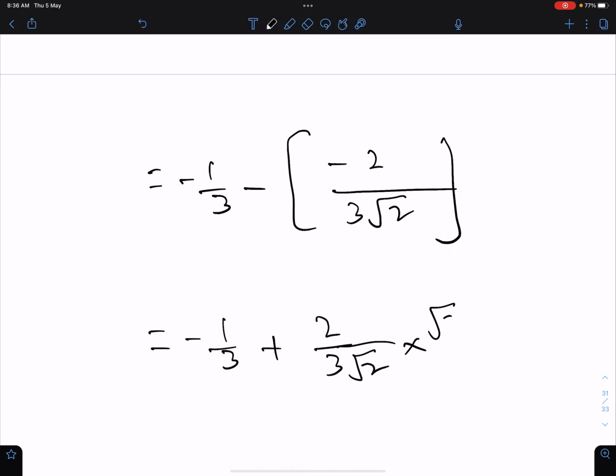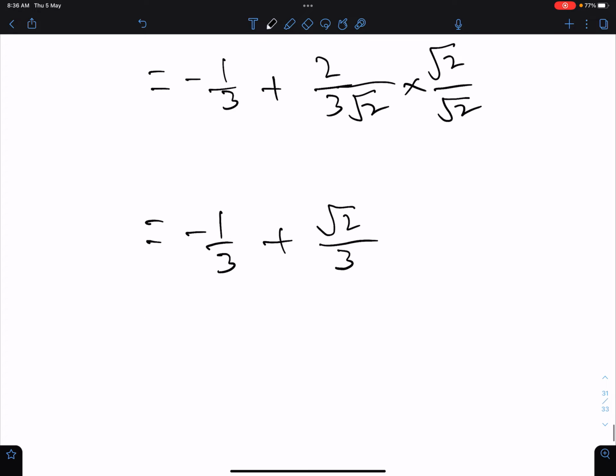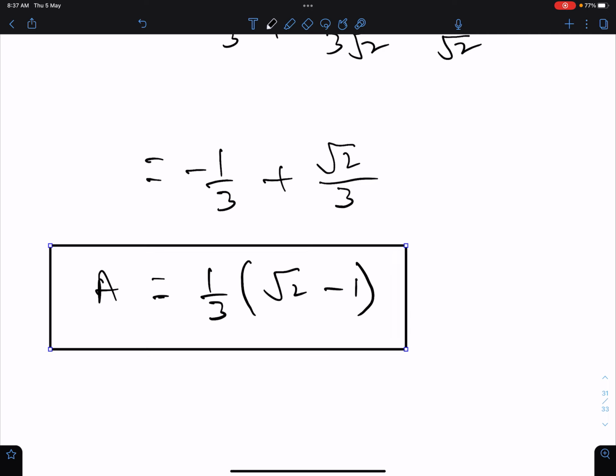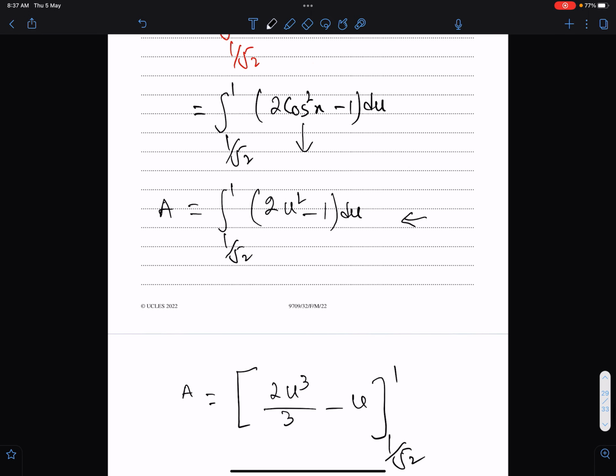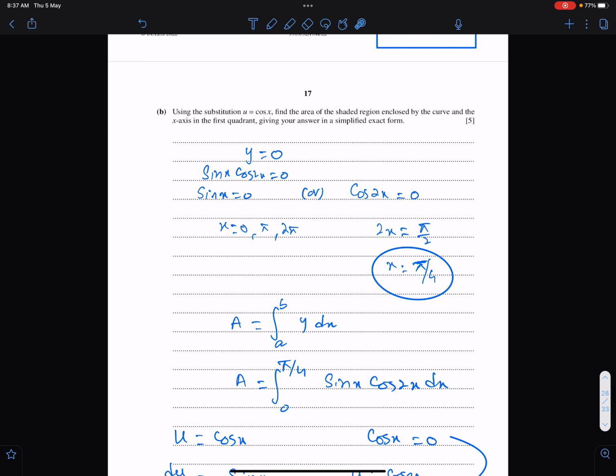Now I'm rationalizing this, root 2 upon root 2. So minus 1 upon 3 plus root 2 upon 3. So the final answer is 1 upon 3 times root 2 minus 1. I told you, you must be good at algebra to handle these types of very complicated calculations, because we had to give the exact answer.